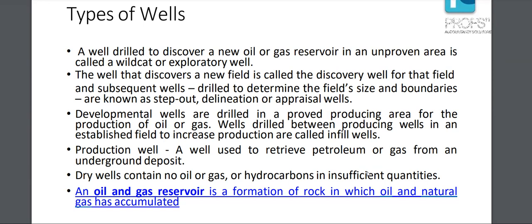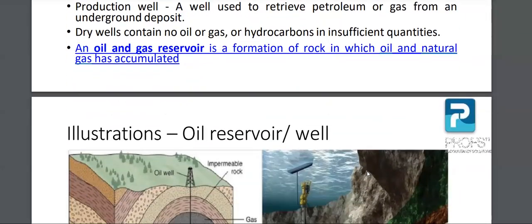But a development well is a well that is drilled in a proved area. So once it becomes an appraisal well, then it's likely to develop into a development well. Then we have the production well. For a production well, obviously, it's a well that is drilled to be able to produce the oil and the gas. Now, when you see a dry well, you have to know that it's a well that has no oil or no gas.